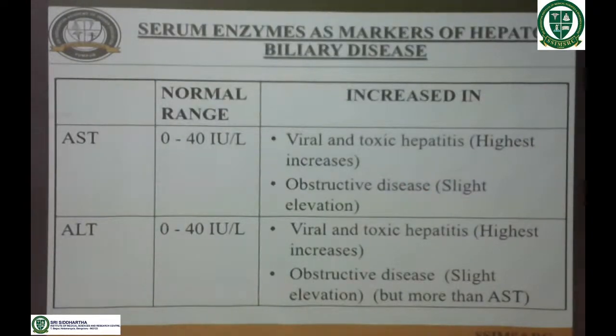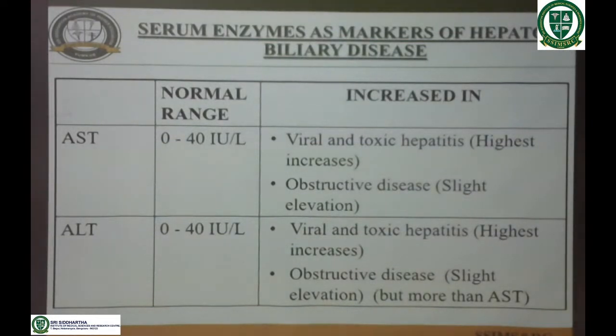So this AST, the normal reference range will be 0 to 40 international units per liter. These enzymes, AST and ALT, are the major markers for hepatobiliary disorders. When it comes to AST, the highest concentration can be seen in viral and toxic hepatitis. A slight elevation can be seen in obstructive disorders.